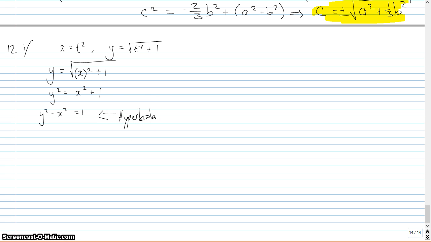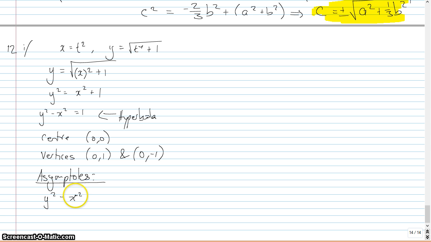What can we say about it? Its center is 0, 0. The distance from the center to the vertex is 1, and this is also a vertical orientation, sorry. So our vertices are going to be 0, 1 and 0, minus 1. And to find the asymptotes, as x and y get very large, the 1 matters less and less, so we get y squared minus x squared equals 0. That gives us y is equal to plus or minus x as our asymptotes.